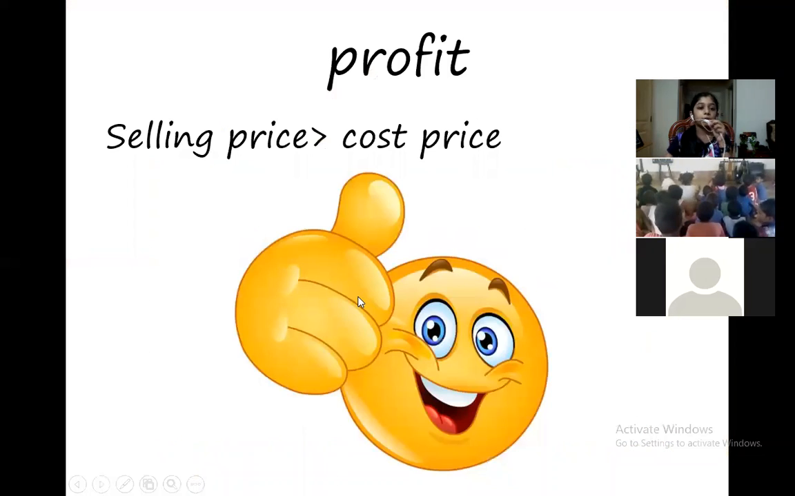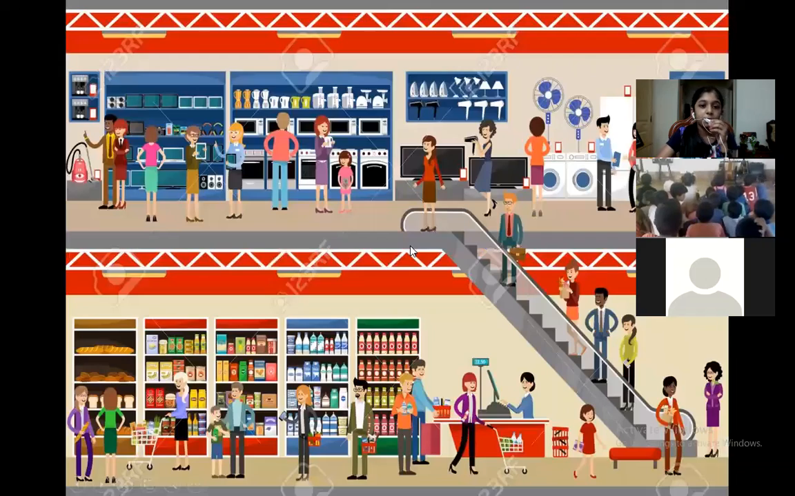Okay. So if you have a paper or pencil, you can just write this. Selling price is greater than cost price. So whenever it is a profit, the selling price must be greater than the cost price. Okay. Let me give you one example to make you understand a little bit better. So profit and loss happens in all the shops. In every shop, profit and loss happens.